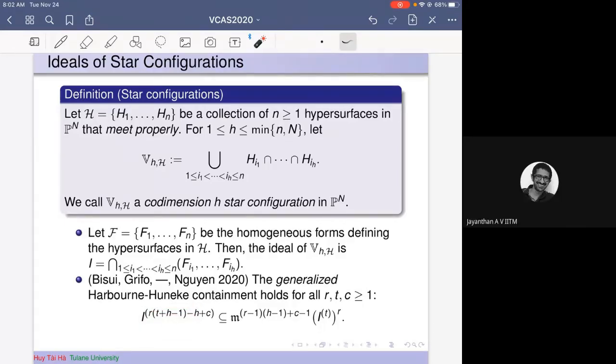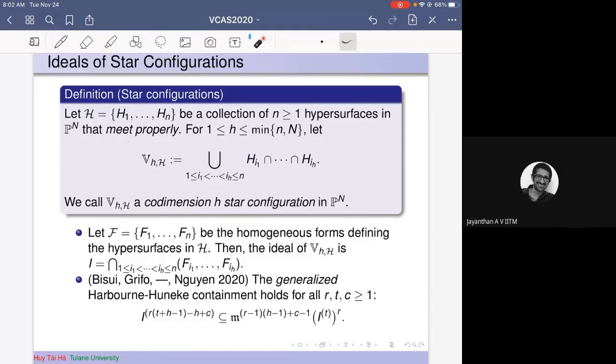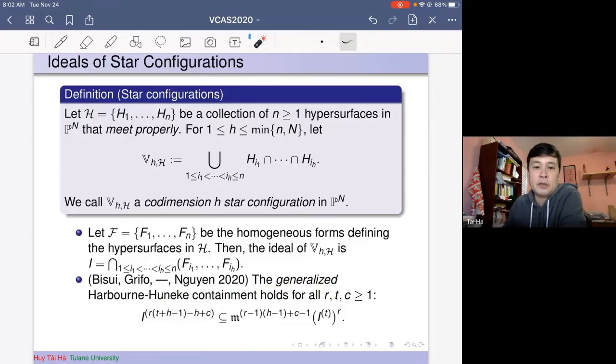And this is where we get this power from, because it's known to be true for square-free monomial ideals. Is there any scope of improvement in that direction? Unfortunately not, because there are examples of monomial ideals that fail this containment. It's true for square-free monomial ideals, but it fails for general monomial ideals.